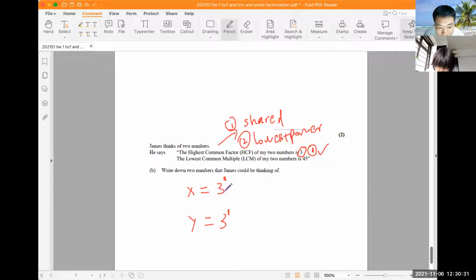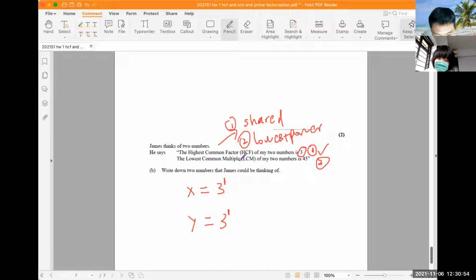And by the way, when I say the lowest power is 1, that means the first number X can be 3 to the power of 3, but I don't know yet. So I just assume that one of them is 3 to the power 1. I don't know which one, but I will know after reading the second statement, which is here.